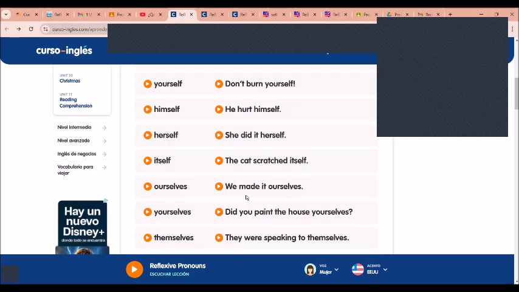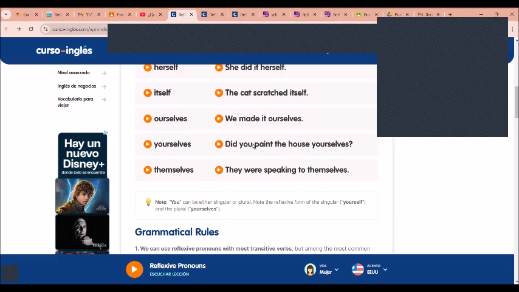We, ourselves. We made it ourselves. You plural, you did it yourselves. You plural, yourselves. Did you paint the house yourselves? Question form there. They, themselves. They were speaking to themselves.